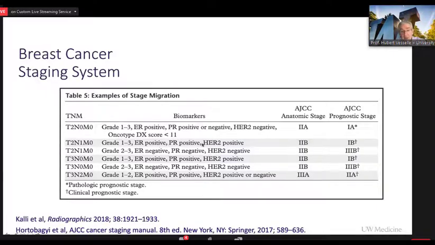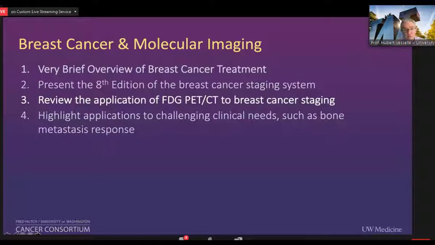If you have ER positive, PR positive, and HER2 positive, you go from a 2B to a 1B. And obviously all of them are affected one way or another. Here you go from a 2B to 3B. Why? Because if you have ER negative, PR negative, and HER2 negative, which is a triple negative breast cancer, that has a very bad prognosis, even though the tumor may only be a stage 2B anatomically. So this is one of the new features of this 8th edition of the AJCC breast cancer staging system.